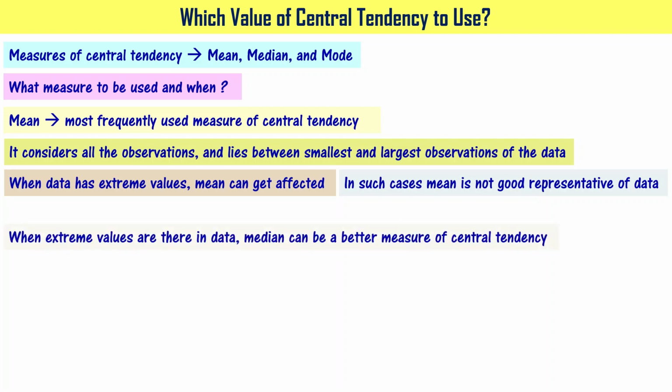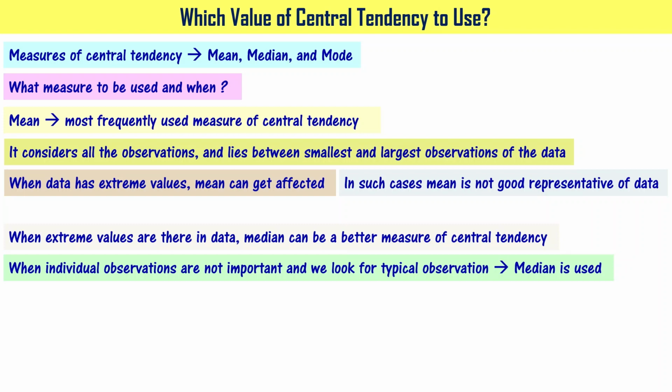When extreme values are there in the data, median can be a better measure of central tendency. For example, in this case, 99% of the times people are attending the class except those 4 or 5 people, then median is going to give you that number, 99.5% or something like that. So that represents better. Okay.